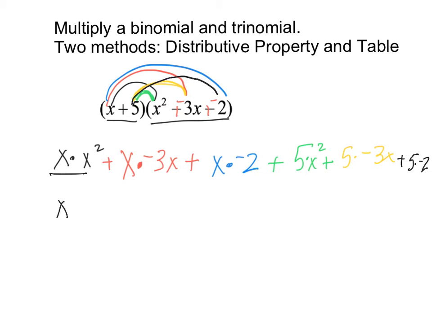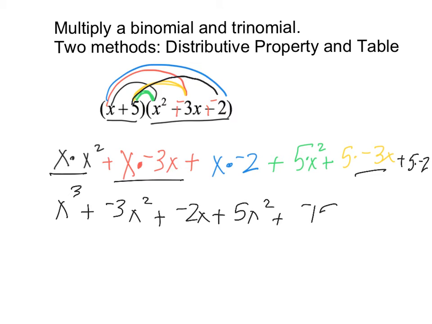x times x squared is x to the third power, plus x times negative 3x is negative 3x squared, plus negative 2x, plus 5x squared, plus negative 15x, plus negative 10.